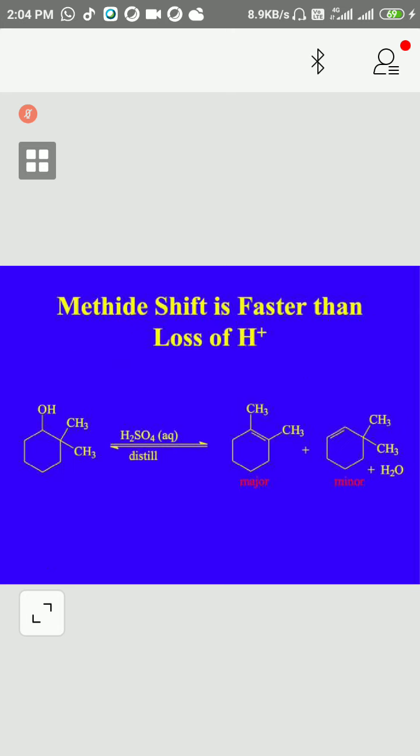Now here you can see methyl shift in this example. Again that will be the same step, H2O will be released, so plus charge will be generated here. Now this plus charge is generated here, so either hydrogen will be released from here, so the double bond will be here like this product, but that is minor. So what will happen after generating plus charge here? Methyl shift takes place here, so there is formation of this one alkene as a major product.